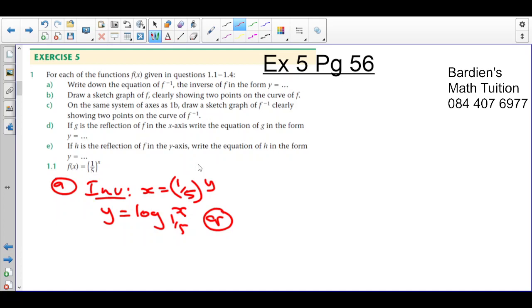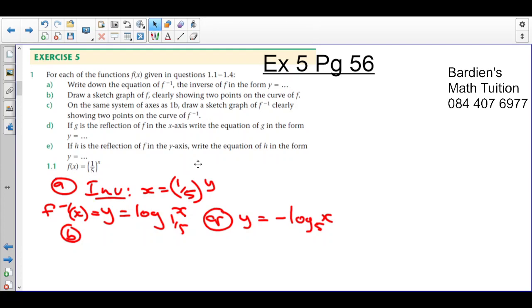Thank you. Okay, so this could be written as y is equal to negative log x base 5. And this is for the inverse function. Let's look at B. B says draw a sketch of f of x clearly showing 2 points on the curve of f. Okay. So if we're looking at the inverse function, at that graph.